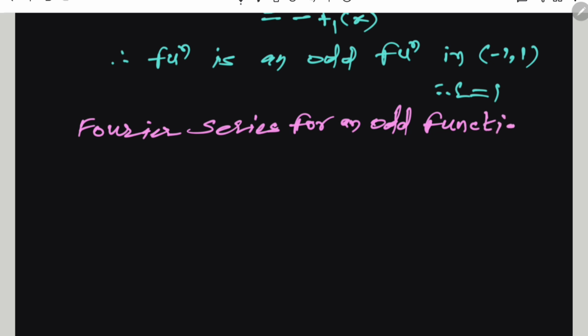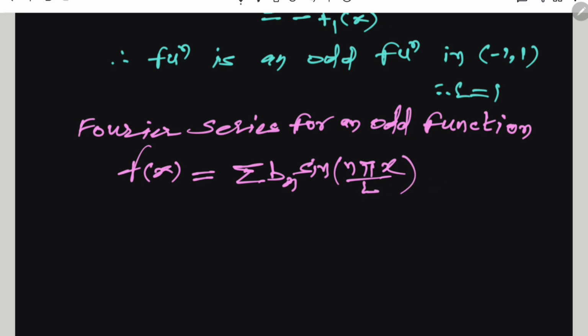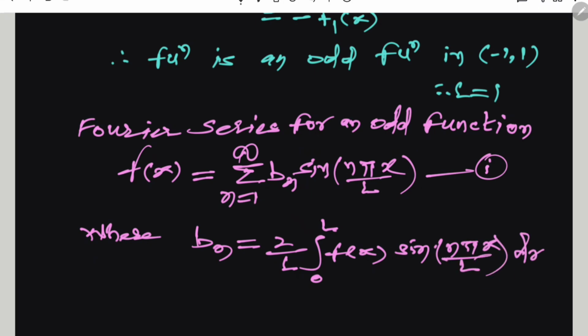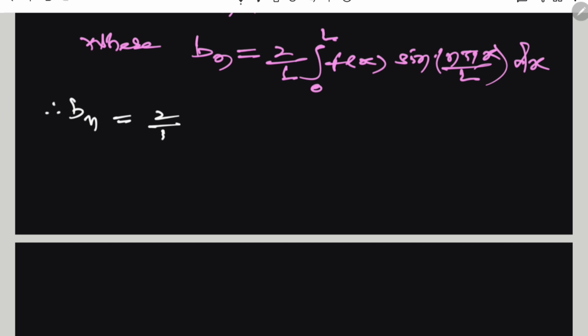And as it is odd, the Fourier series for an odd function is given by f of x equals the summation of bn sine n pi x by L, where n changes from 1 to infinity, and bn is given by 2 by L integration from 0 to L of f of x into sine of n pi x by L, integrated with respect to x.